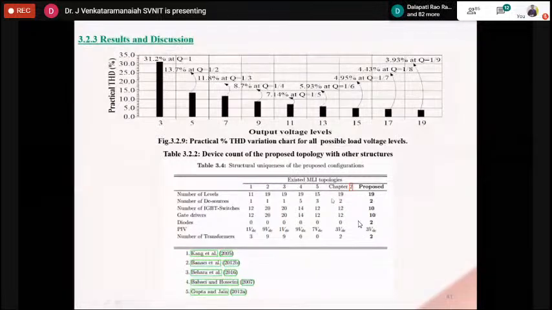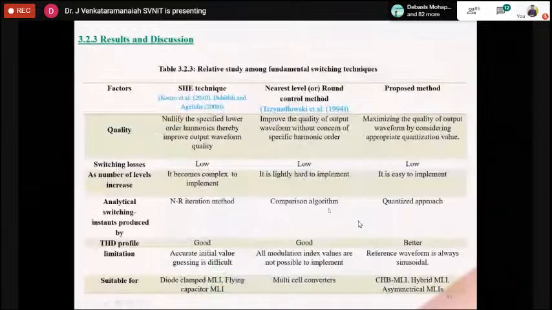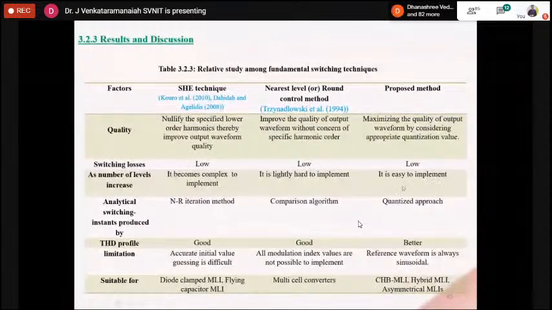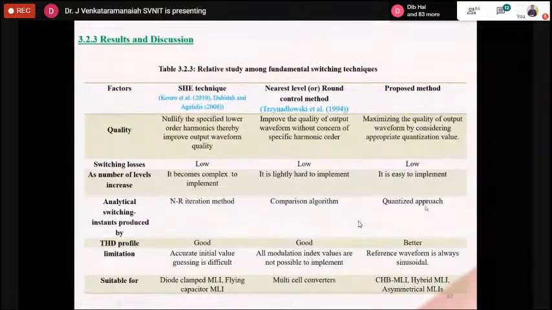The comparison I need not explain, I want to skip this one. It is similar to that, but only the diodes are changed. When you compare the selective harmonic elimination technique as well as the nearest level control technique with the FSQW, it is very easy to implement. But it is not for the lower levels. That is the only limitation.